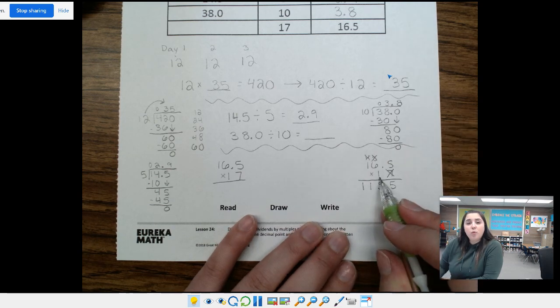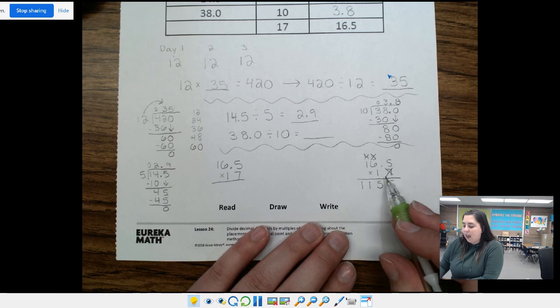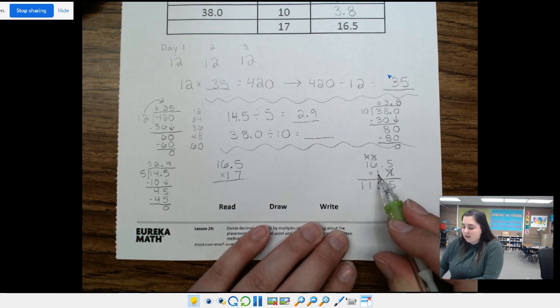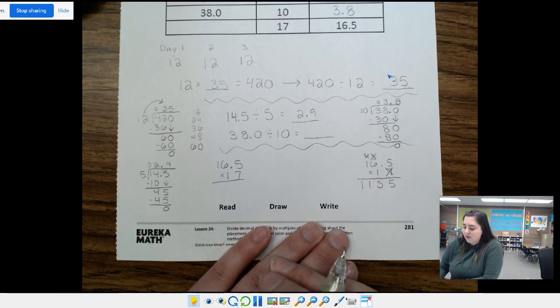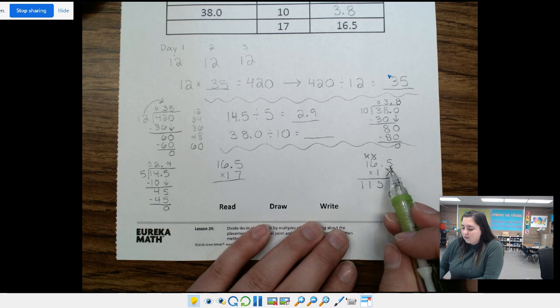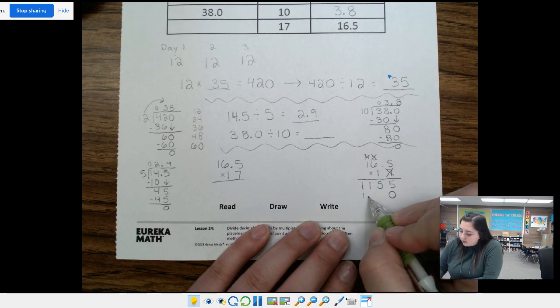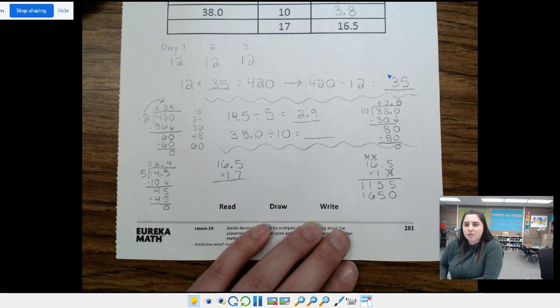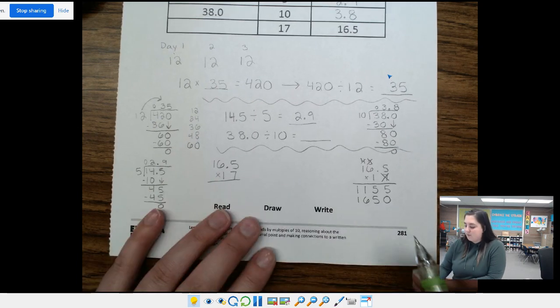Now we're going to multiply by the 1, but it's not a 1. That's a 10 because this is 17. 10 plus 7 is 17. So don't forget to add a 0 first. And then we know what this is. 165 times 1 should be 165. We just have that 0 at the end, so it's 1,650.